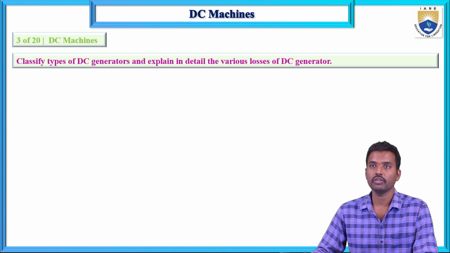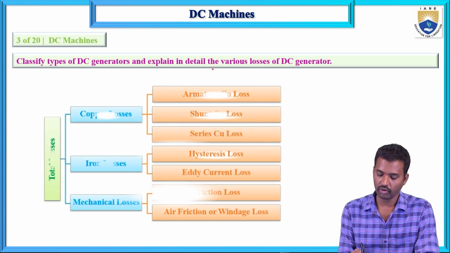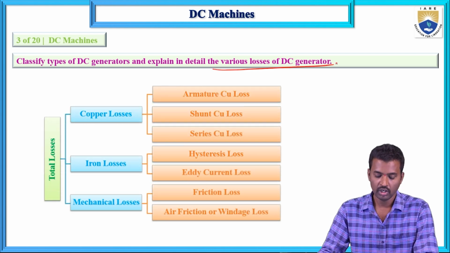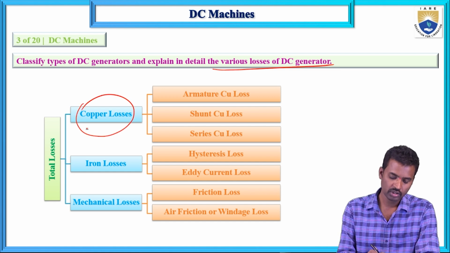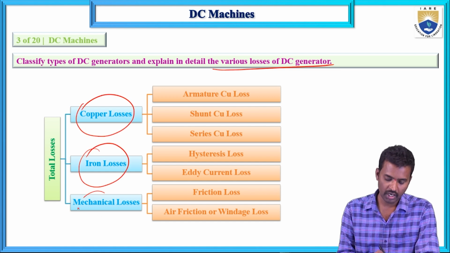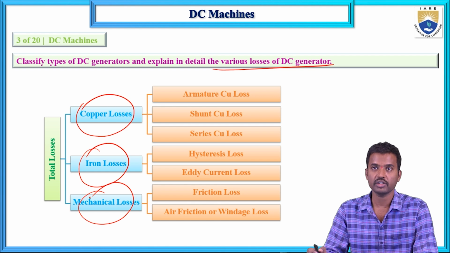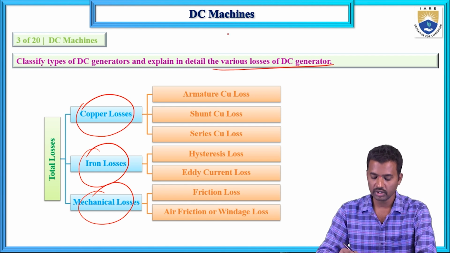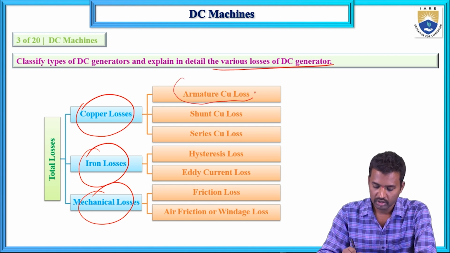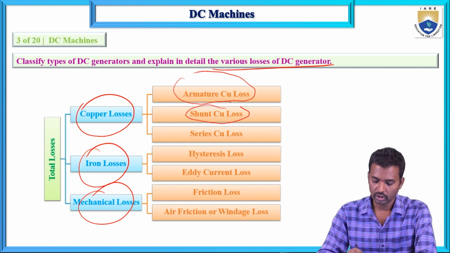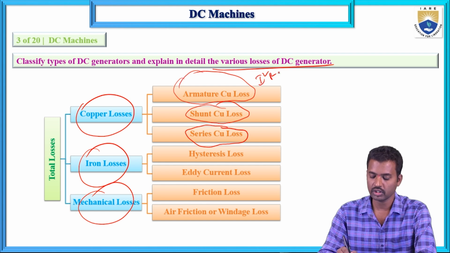So now, different types of losses, the various losses of DC generators. Here we have copper losses, iron losses, and mechanical losses. Three types of losses in total. First, copper losses: armature copper losses, shunt copper losses, and series copper losses. Three types of copper losses. These are I square R losses.